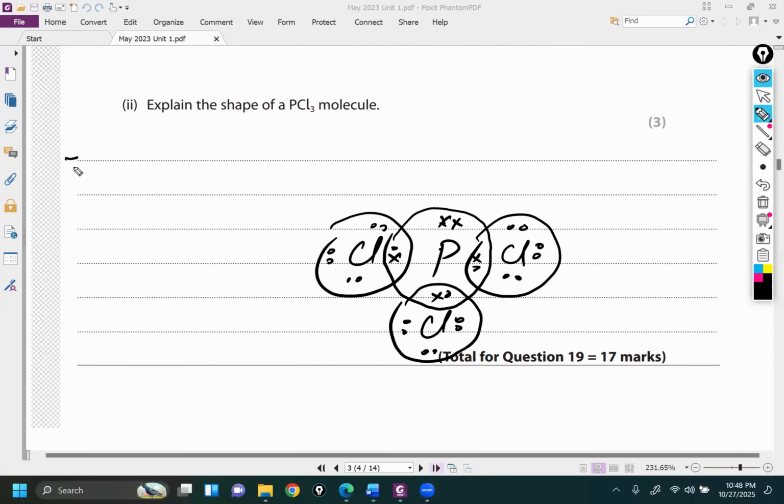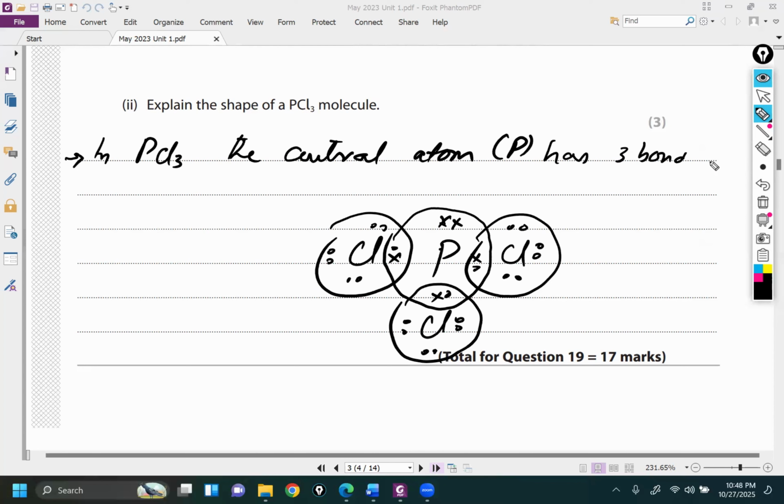So you see here, PCl3, the central atom, which is phosphorus, has 3 bond pairs and 1 lone pair. This will carry 1 mark, because you mentioned how many bond pairs and how many lone pairs the central atom phosphorus has.